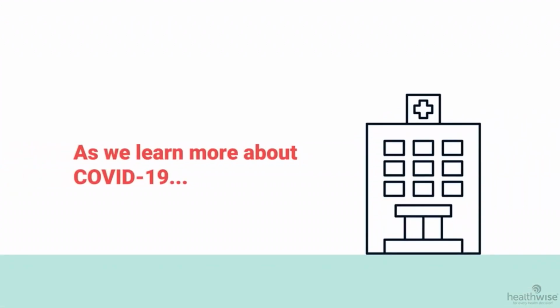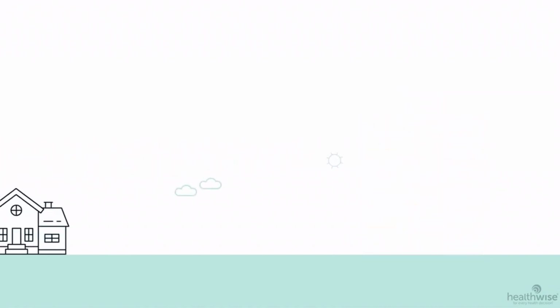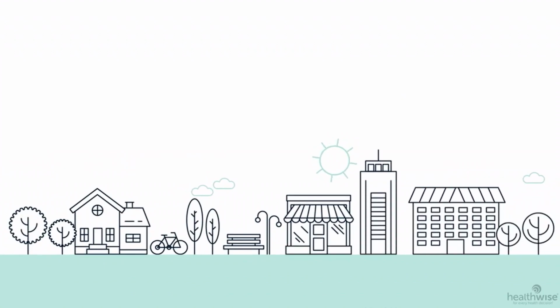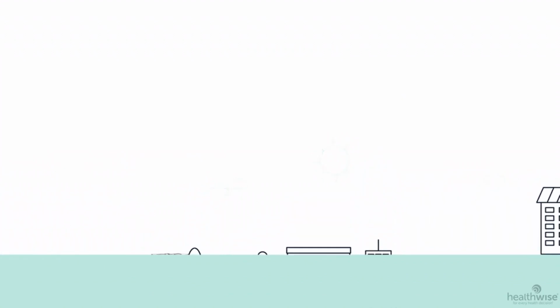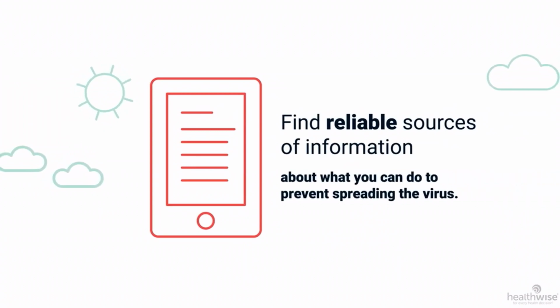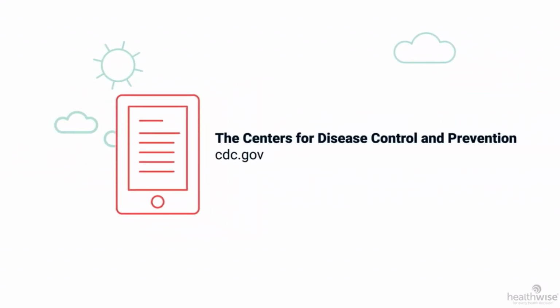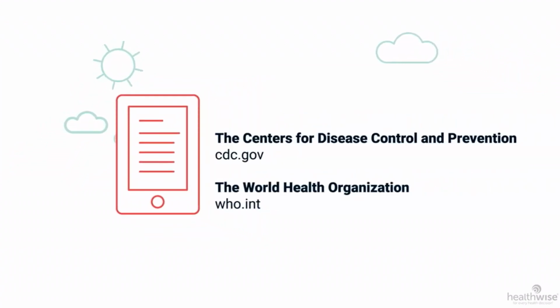As healthcare and other community services learn more about COVID-19, information can change. It's a good idea to know what's happening in your community, schools, and work. Find reliable sources of information that give you facts about new cases and what you can do to prevent spreading the virus. The Centers for Disease Control and Prevention and the World Health Organization are two online resources that you can trust.